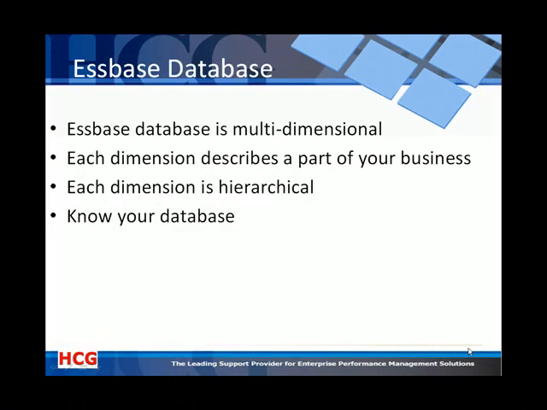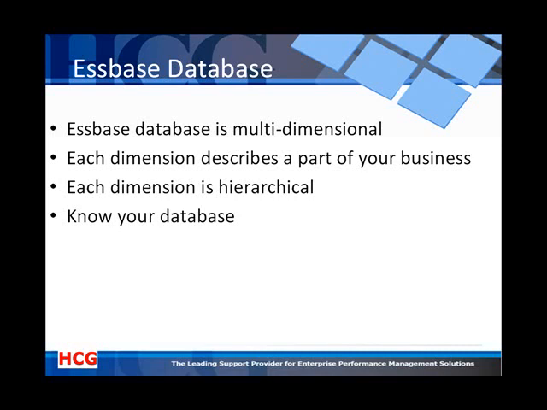The Essbase database is a multi-dimensional database. That means it has more than two dimensions. It is distinguished from relational or transactional databases in that it has multiple dimensions. Each dimension describes a part of your business, like product, location, time, and some sort of measure like profit, margin, expenses, etc. Each dimension is organized hierarchically.